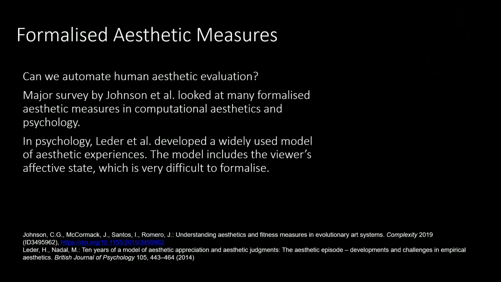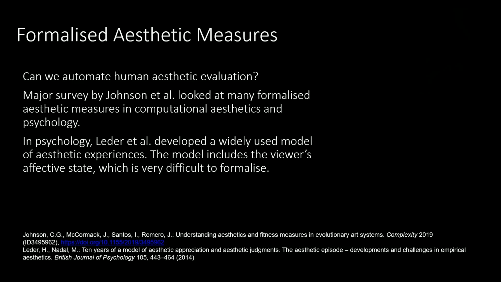One of the big challenges for evolutionary art is to understand measures of aesthetics. But the big question is, can we really formalise or automate human aesthetic evaluation when it appears so subjective? In a recent survey, Johnson et al. looked at many different approaches to formalised aesthetic measures for evolutionary art and design, including approaches from both computational aesthetics and psychology, many of which focus on observable details in the artefact under consideration.